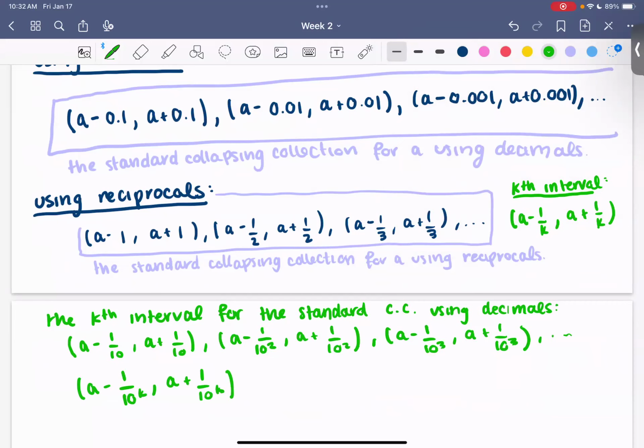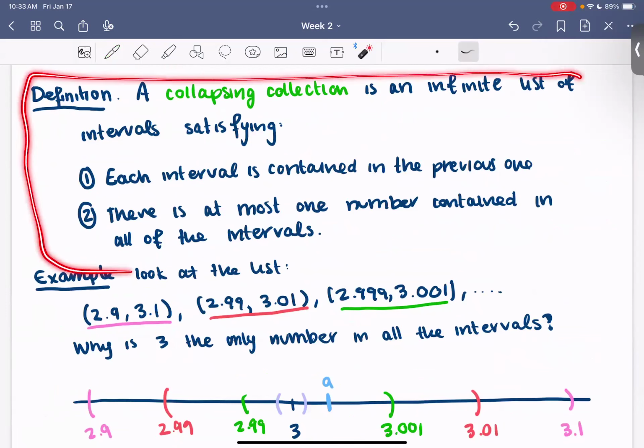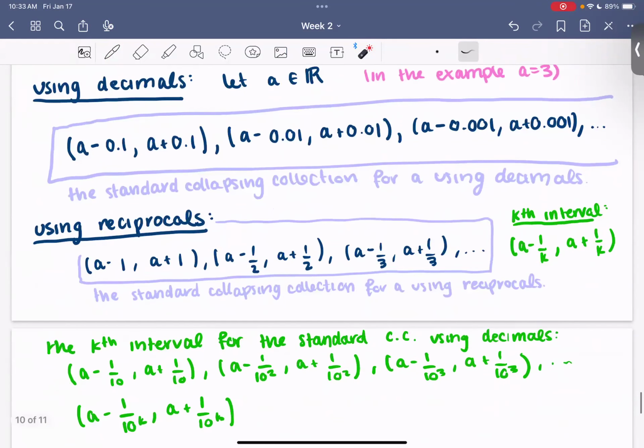Okay, so those are the two standard collapsing collections. And we will prove later that these are collapsing collections, because so far I have not really argued to you why these two things actually satisfy this definition. If I'm going to say these are collapsing collections, I should provide a convincing argument that these two lists of intervals satisfy these two conditions. So we'll do that in a minute. Are there questions about these?